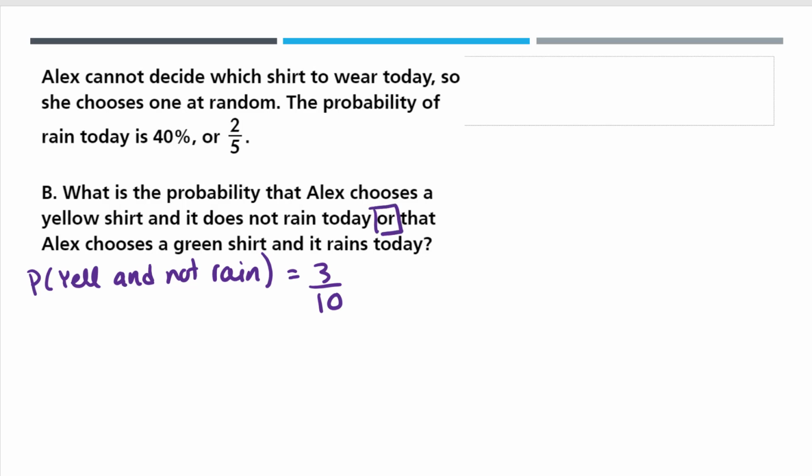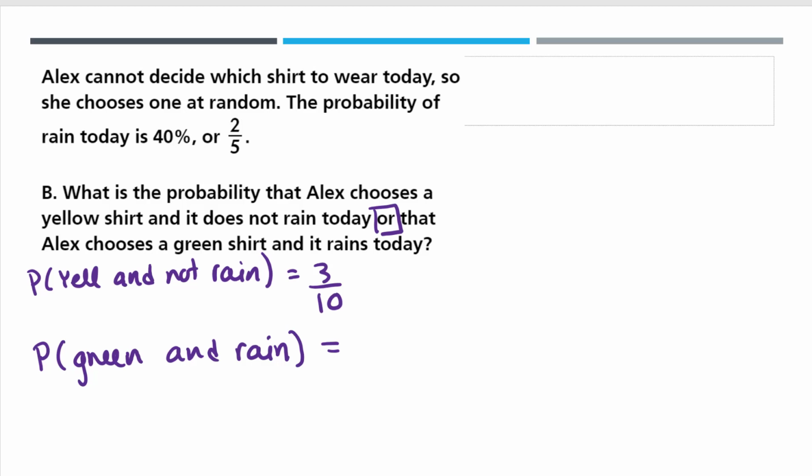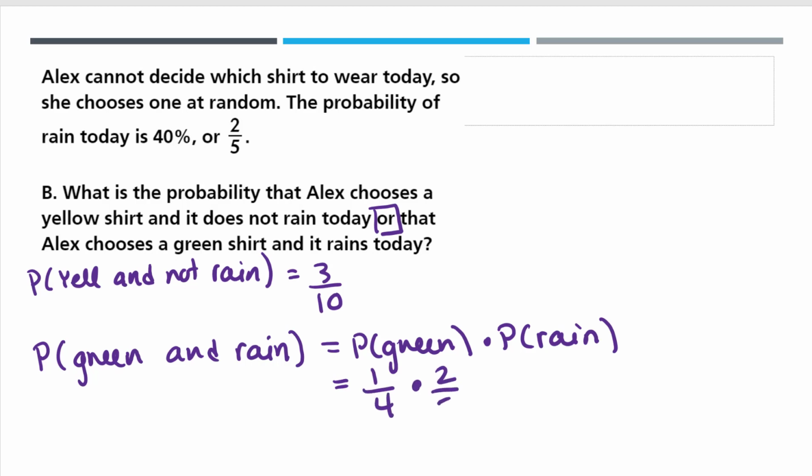Then it says, or that Alex chooses a green shirt and it rains. So the probability of green and rain. So let's find the probability of green and rain. So if we go back to our picture, we see that there's 1 green. So the probability of green and the probability of rain. So that's a multiplication because it's an and. So 1 out of 4 are the green shirts, and rain is 2 out of 5. So we get 2 out of 20, which is 1 out of 10.